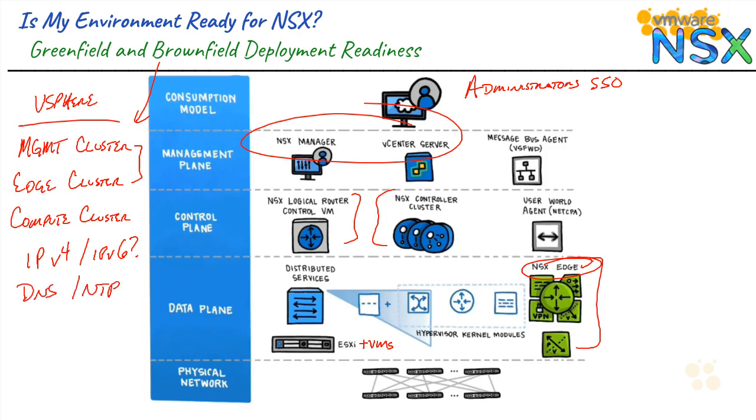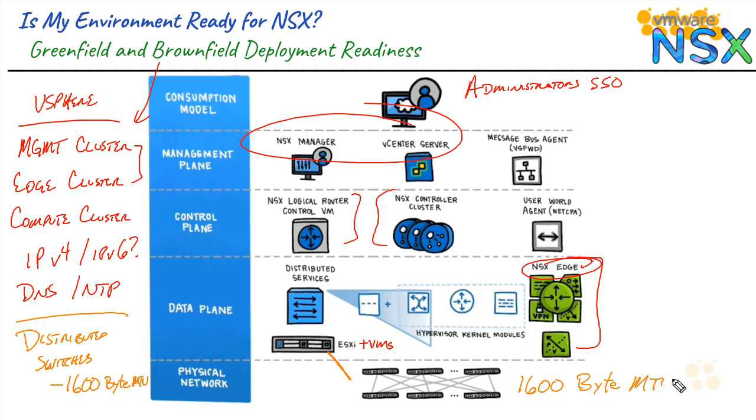Now, as we look at crossing the boundary between the logical network and the physical network, a couple of key things to keep in mind. We must use distributed switches. And on those distributed switches, there's a lot of policies we can configure, but at a bare minimum, we need to ensure that we are using 1600 byte maximum transmission unit size. We've got to have room for our encapsulation, but we also need to make sure that our physical infrastructure is also ready to support a 1600 byte MTU as well, or it's not going to function.